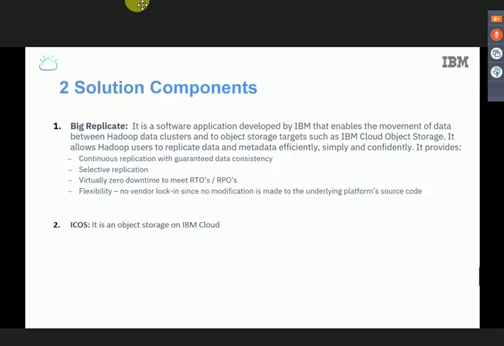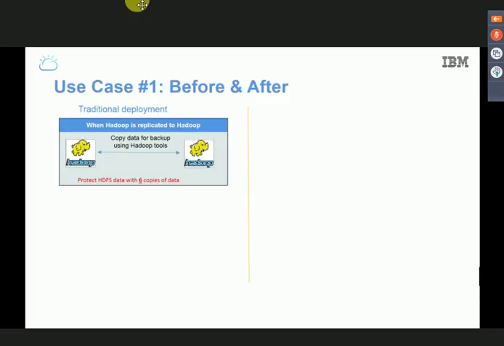So remember, we are talking about 2 solution components. Both are available on IBM Cloud. If you prefer to have Big Replicate software running on-prem, that's an option as well. IBM Cloud Object Storage would always remain on cloud. All right, use case 1.